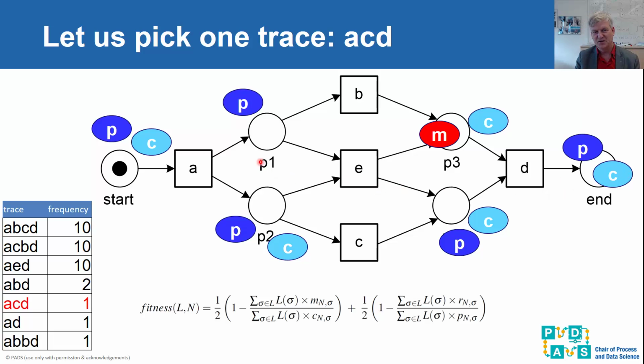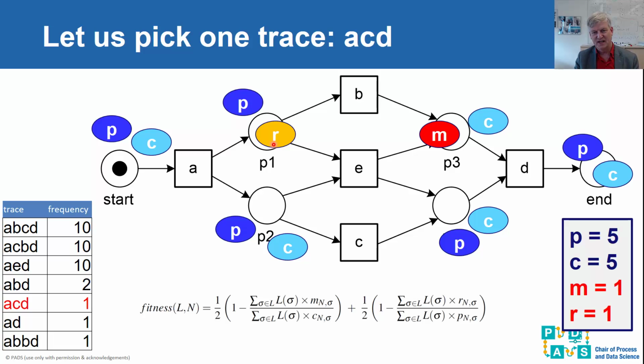And now we look at all the places where they are empty. But you can see here there was a produced token in P1, but nothing was consumed. So we see that there is a remaining token here. And now we can look at the numbers. We have 5 produced, 5 consumed, 1 missing, and 1 remaining token. And just count all the P annotations, C annotations, etc.